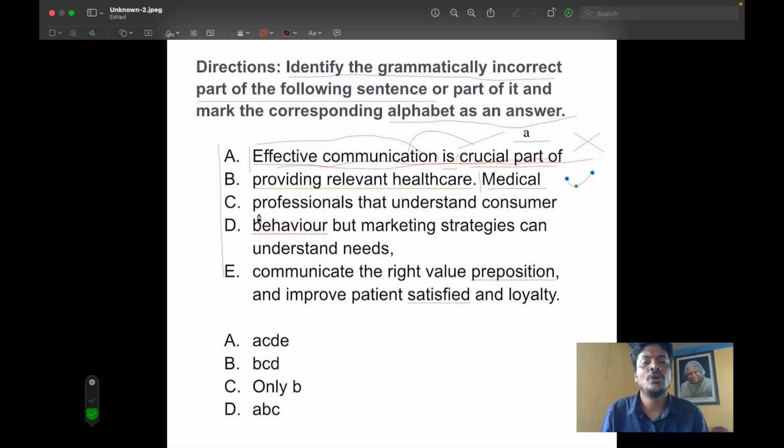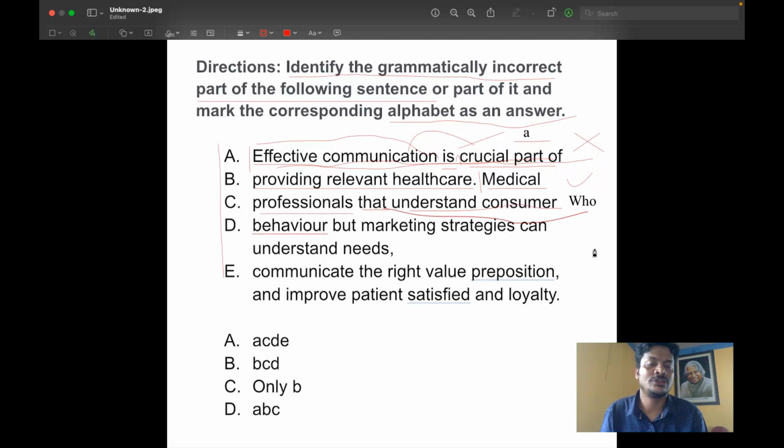Now see, professionals that understand consumer. Which professionals? The medical professionals. It means they are the people. In that case, we need to put what? Who instead of that. So we need to add here who, because who understands consumer behavior? It's nothing but the medical professionals. Therefore, who should be used instead of that.